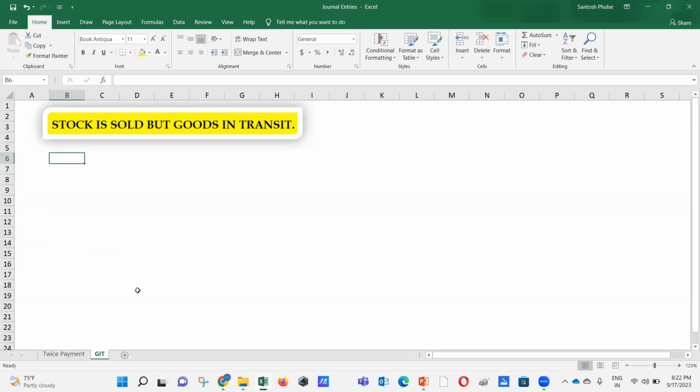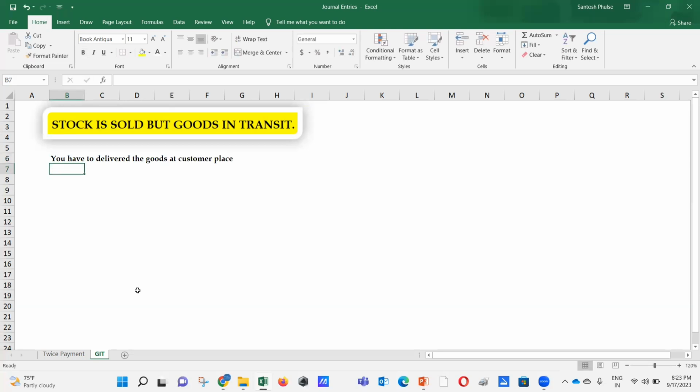But if the ownership, possession and risk are not transferred, and the condition is that you have to deliver the goods at the customer's place, then the risk, ownership and possession are going to be transferred once you deliver the goods at the customer's place.